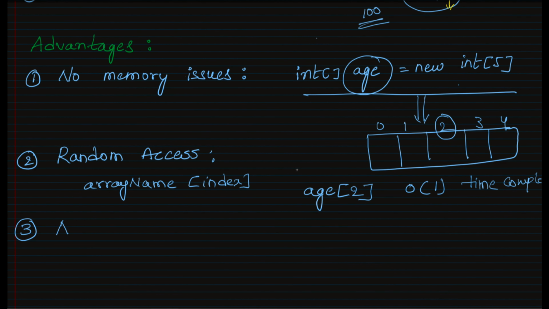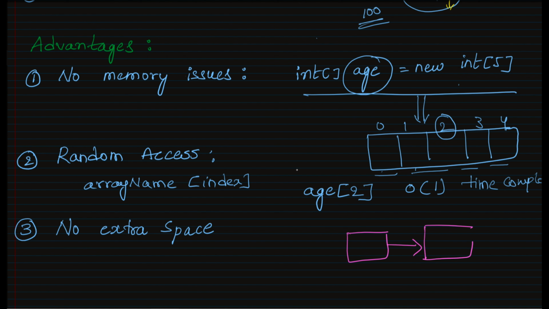Third one is no extra space. We already know that array elements are stored in contiguous memory locations, which means from one element to another there is no extra space needed. For example, in the case of a linked list, from one element to another we need some link. So in a linked list, we have extra space just to form the link between two elements. Whereas in arrays, we don't need any such extra space.